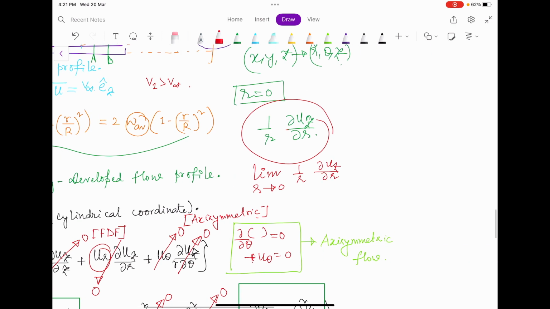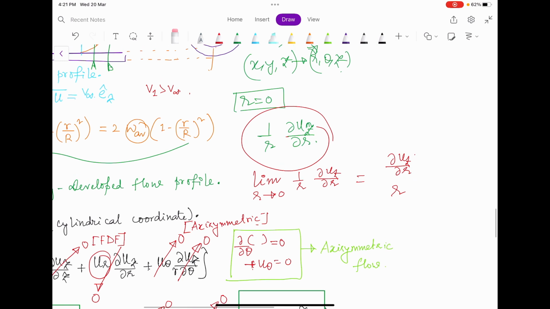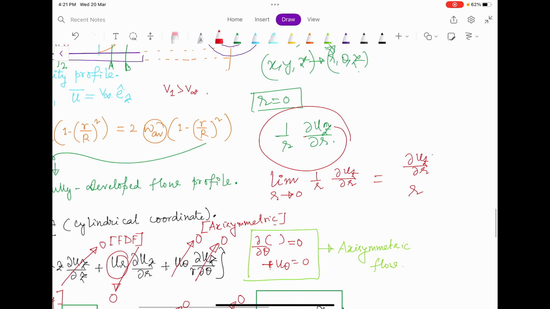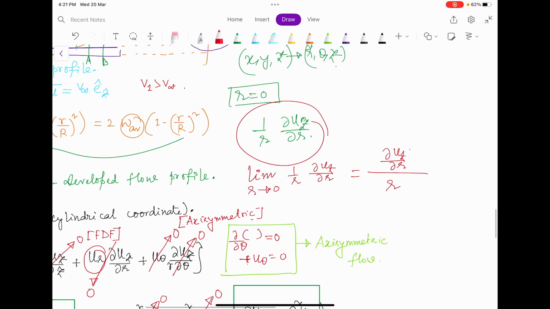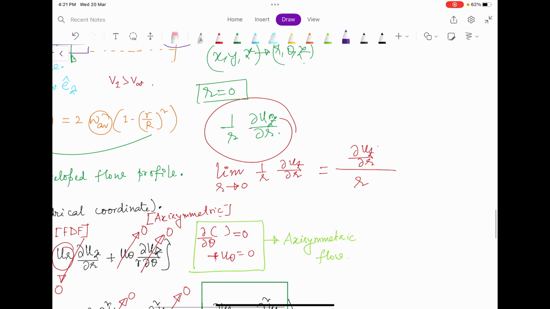So then I can write it as del u z del r, divided by r. If del u z del r is 0, which is the symmetry condition, at r equal to 0, and r will also go to 0, then this is going to 0 and this is also going to 0. So then you can apply the L'Hopital rule and you can say that this is equal to this thing.